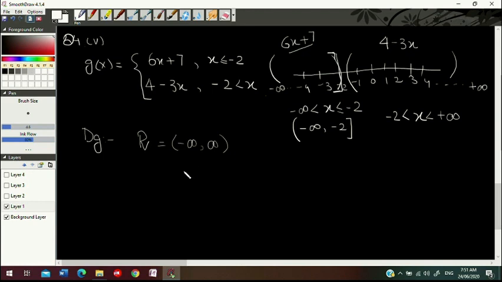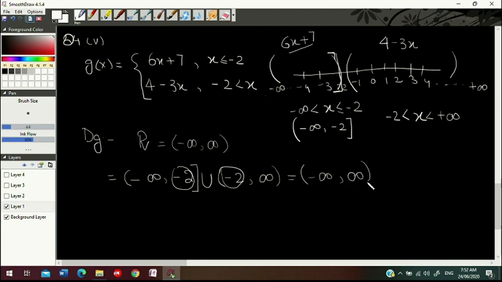But here we have a piecewise function with two different functions. So the first domain starts from minus infinity and ends at minus 2 with a closed interval, and the second part of the domain starts from minus 2 to plus infinity with an open interval. Because the end points are the same, here we have minus 2 and here we also have minus 2, we can say our interval starts from minus infinity and ends at positive infinity.